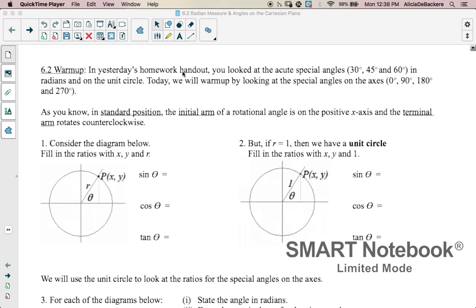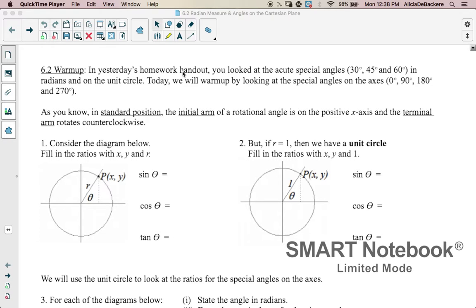So in yesterday's homework handout, you looked at the acute special angles. So that was for 30 degrees, 45 degrees, and 60 degrees. But we changed those into radians. So we looked at pi by 3, pi by 6, and pi by 4 on the unit circle. Today we're going to look at the special angles that land right on the axes.